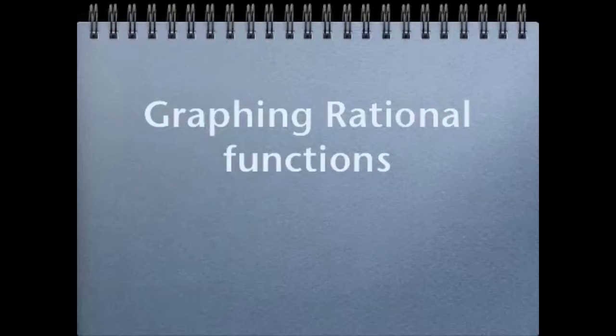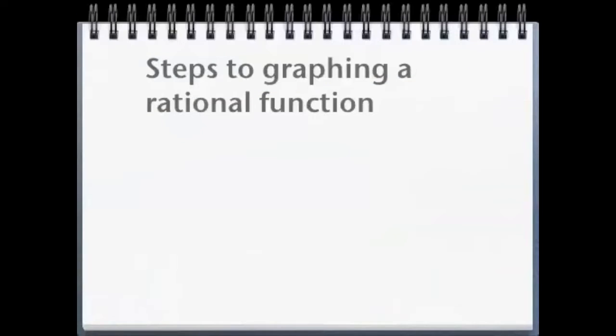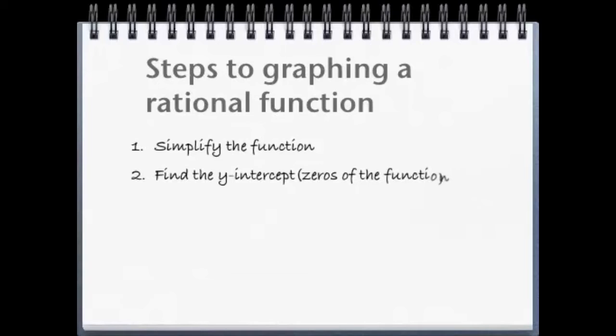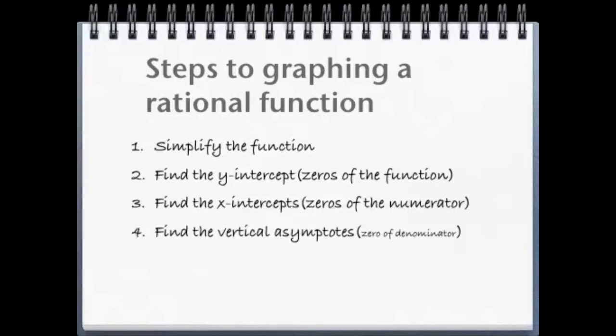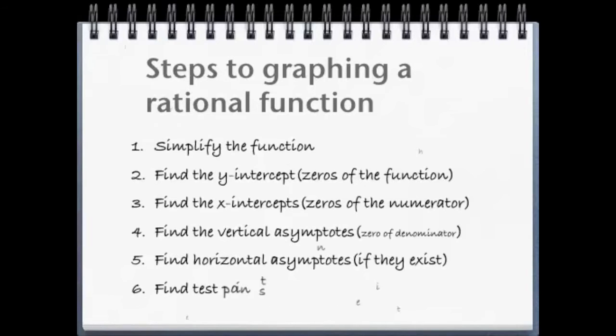Graphing rational functions. Steps to graphing a rational function. 1. Simplify the function. 2. Find the y-intercept, the zeros of the function. 3. Find the x-intercepts, the zeros of the numerator. 4. Find the vertical asymptotes, the zeros of the denominator. 5. Find horizontal asymptotes, if they exist. And 6. Find the test points on either side of the asymptotes.